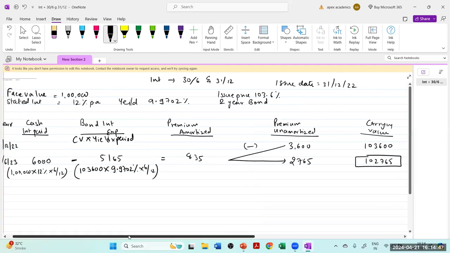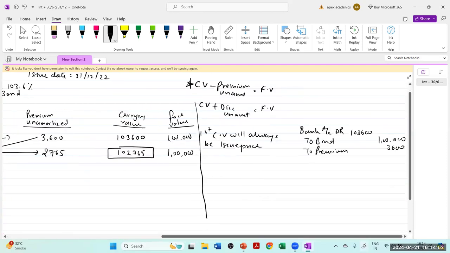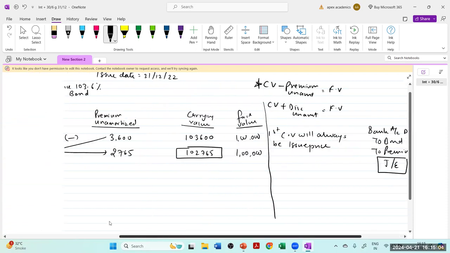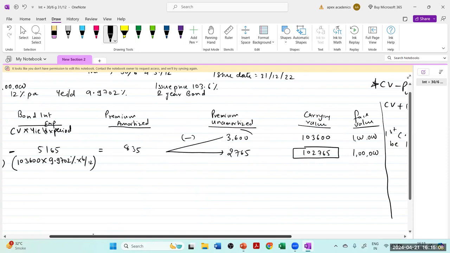Now, my dear friends, do you remember that we had passed a journal entry for discount every year? Can we pass journal entries like this for premium also every year? Yes, sir. Okay, before we go to that entry, I have a doubt. What is 835? See, this is a premium. I am explaining the concept. Please, everybody pay attention. 3,600.